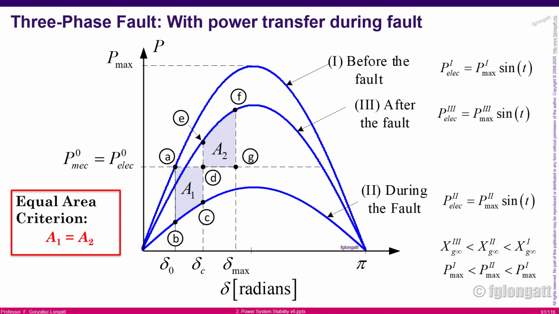But we want to apply the equal area criterion. We will start here from point A. Everything is fine. There is no fault. We are in a steady state, but suddenly, boom, short circuit. There is a short circuit, and the impedance between the machine and the infinity bus bar is increased so much, and the maximum power changes. Then the machine will accelerate. The machine will accelerate, but suddenly the circuit breakers open. There is one transmission line that is removed, and again the reactance changes. Now the reactance changes, and then we are moving in this way.